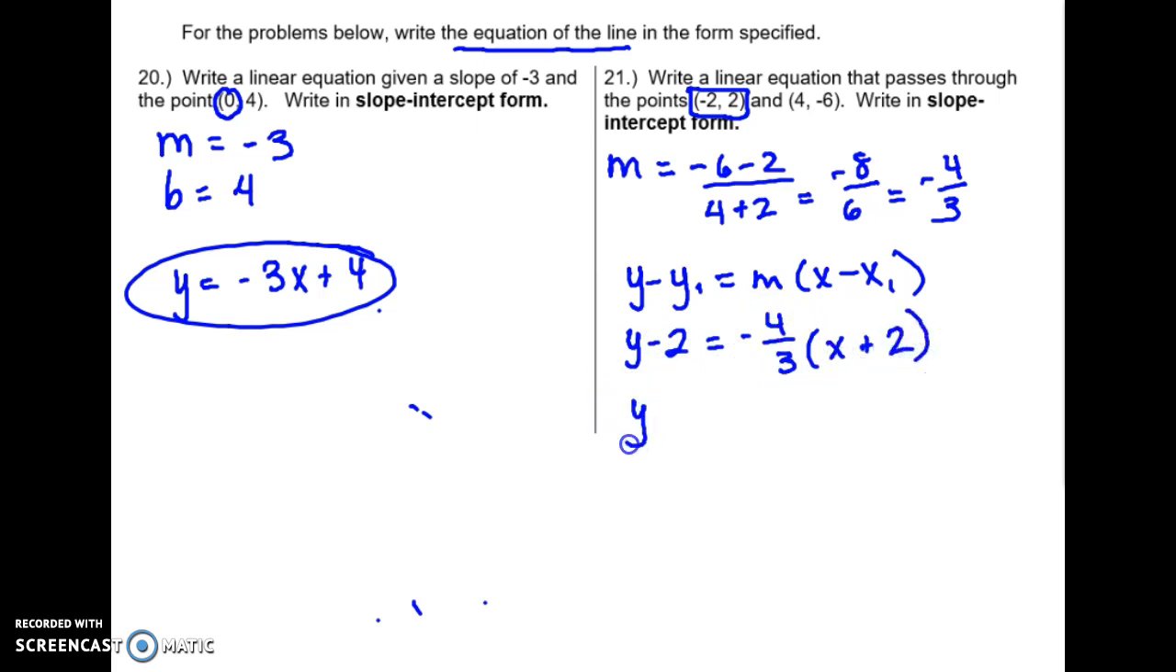All right, we're going to distribute. Y minus 2 is equal to negative 4/3 x minus 8/3. So all I did was take negative 4/3 and multiply it by 2 over 1. You go straight across with your fractions. That's how I got negative 8/3.